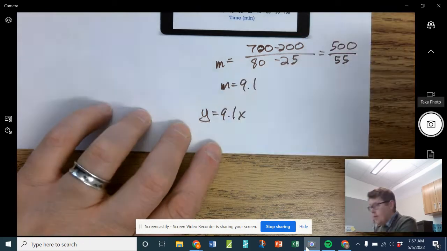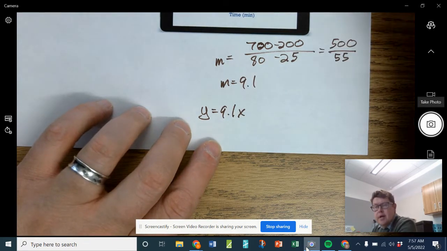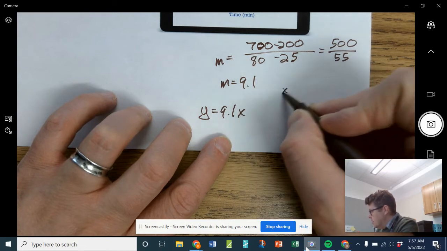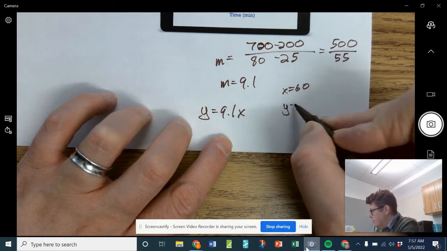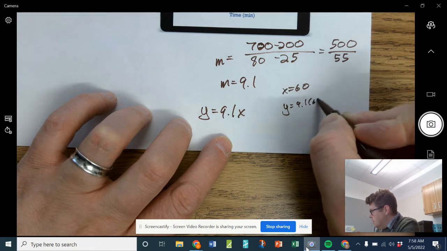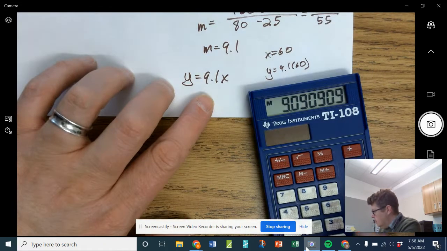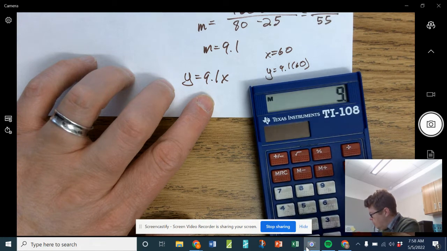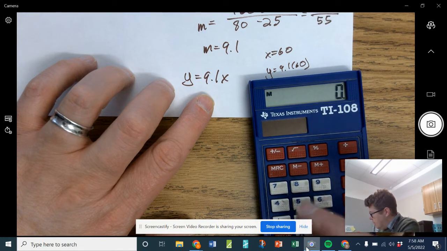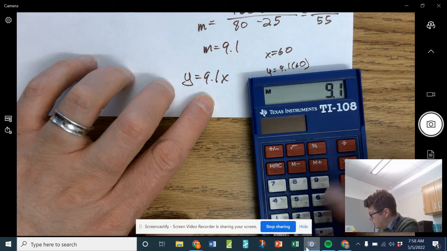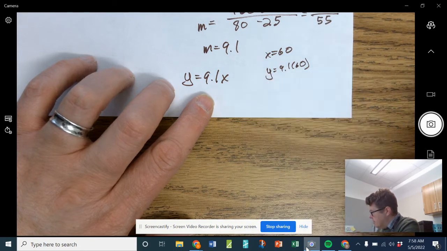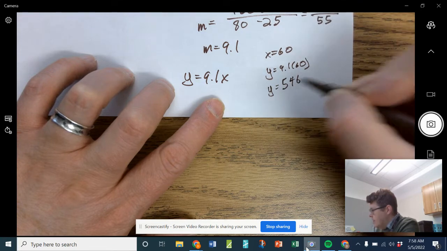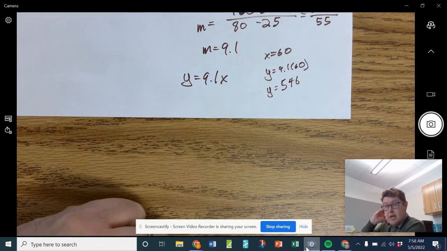Okay, so this is 9.1 calories per minute that he's burning. And so let's figure out how many per hour. If we do 60 minutes, x equals 60 minutes, we just plug that in here. y equals 9.1 times 60. 9.1 times 60. There we go. Gets us about 546. So that's how much he's burning an hour.